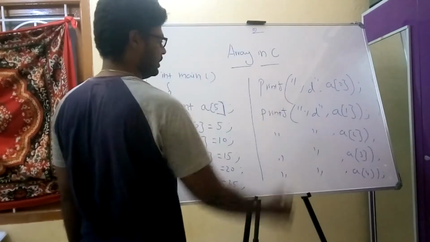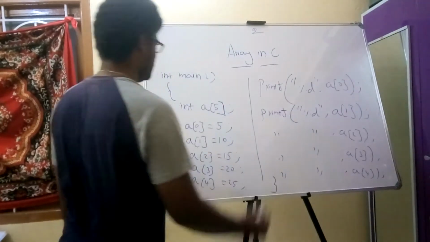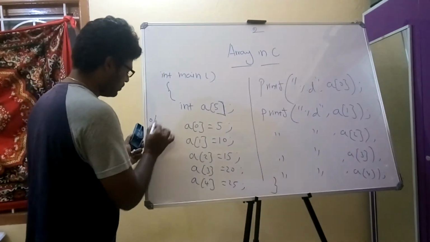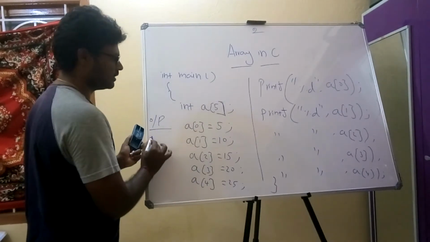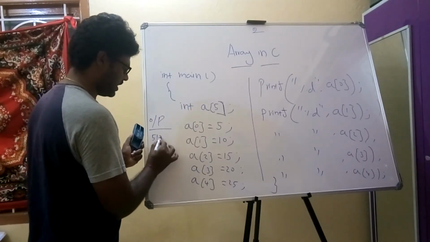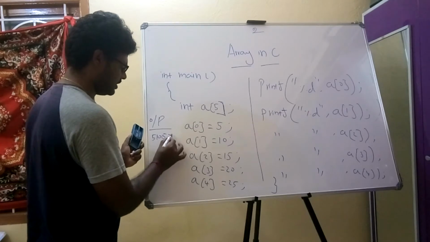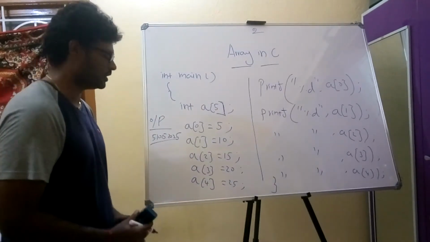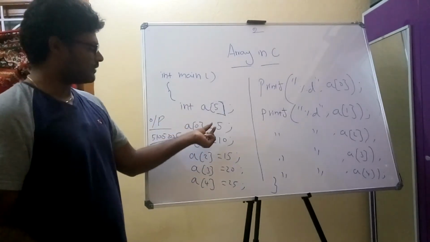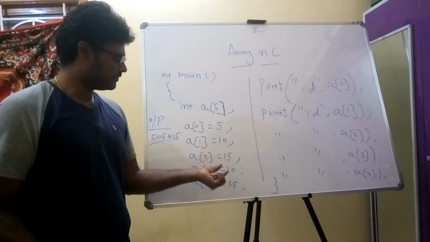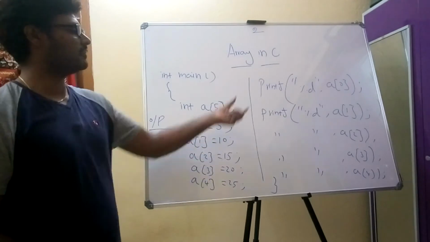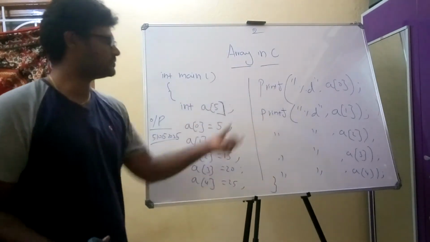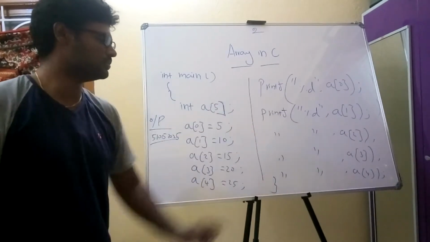Okay, if we continue the statements like this, we can get the output 5, 10, 15, 20, 25. Like this I can get the output. Actually in this program we have stored the values 5, 10, 15, 20, 25 in an array, and we have accessed these elements for display, a[0], 1, 2, 3.